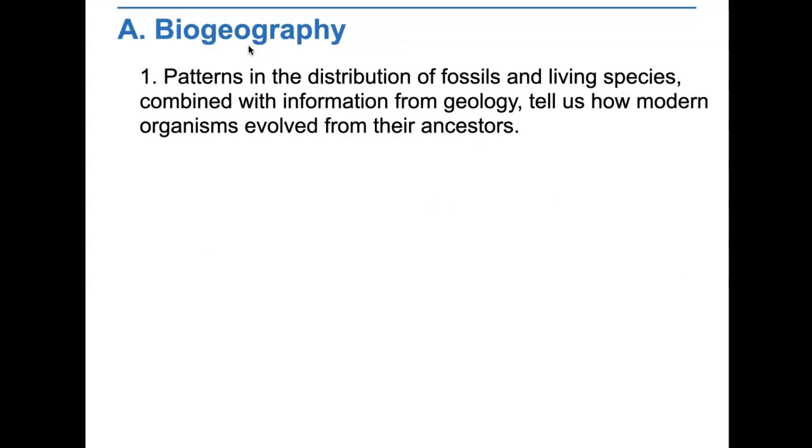Darwin recognized the importance of patterns in the distribution of life, the subject of the field called biogeography. Biogeography is the study of where organisms live now and where they and their ancestors lived in the past. Patterns in the distribution of fossils and living species combined with information from geology tell us how modern organisms evolved from their ancestors. To Darwin, the biogeography of the Galapagos bird species suggests the populations of several island species had all evolved from a single mainland species.